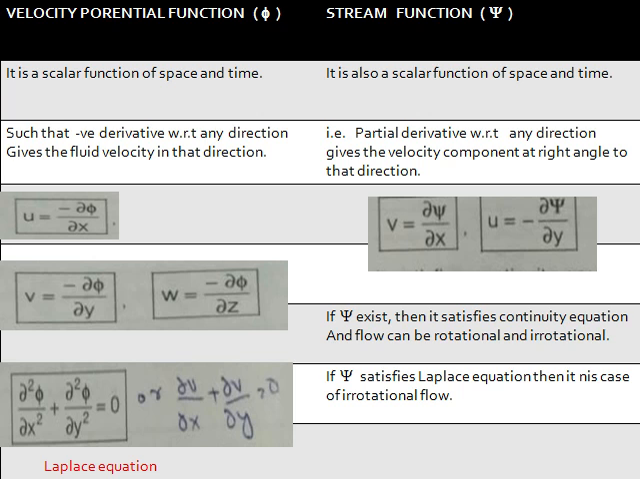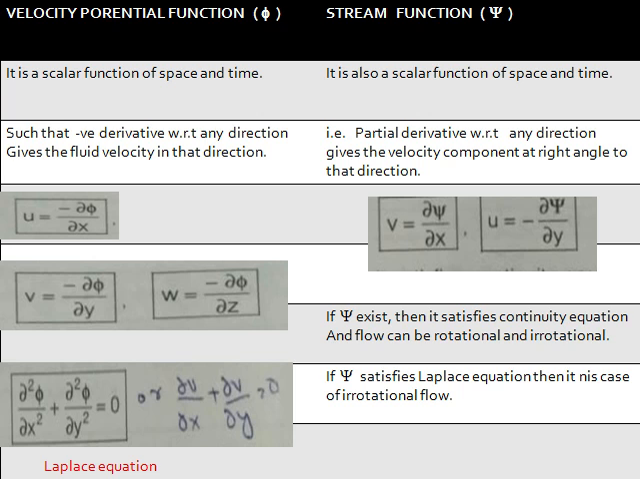Here some mathematical representations are also given: u is equal to minus del phi over del x, v is equal to minus del phi over del y, and w is equal to minus del phi over del z. Below on the slide there is a Laplace equation, which is del 2 phi upon del x square plus del 2 phi upon del y square is equal to 0. It is also represented as del u upon del x plus del v upon del y is equal to 0.